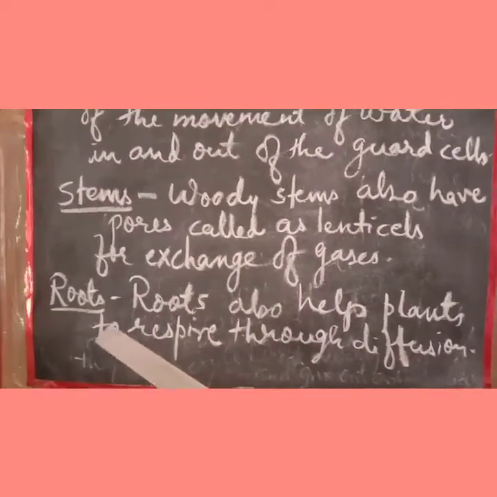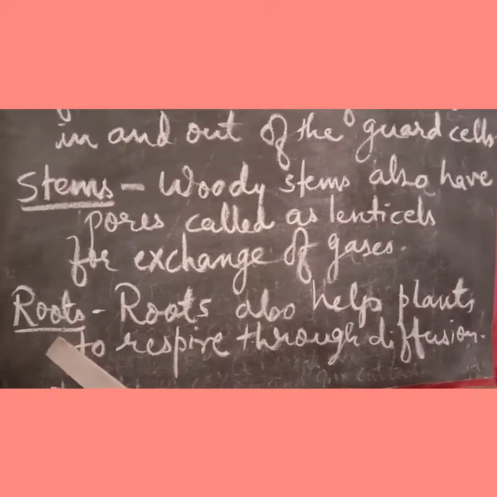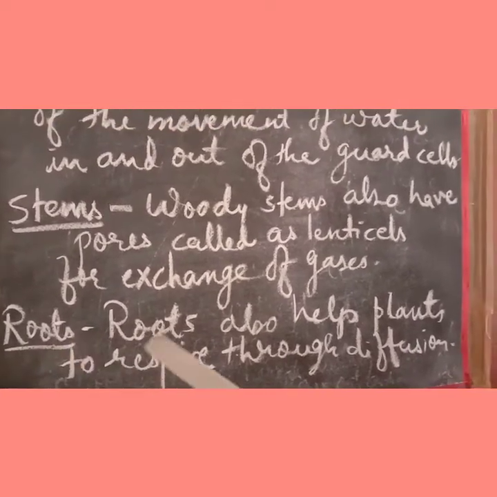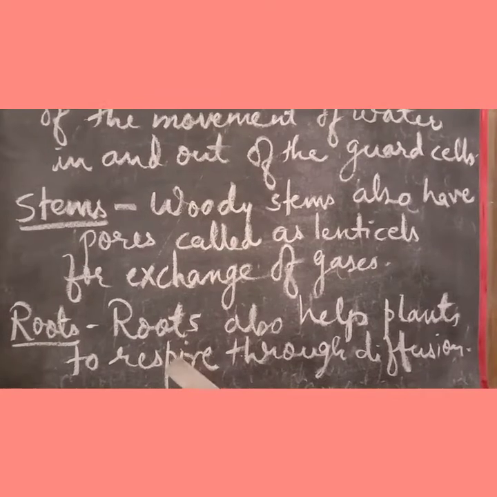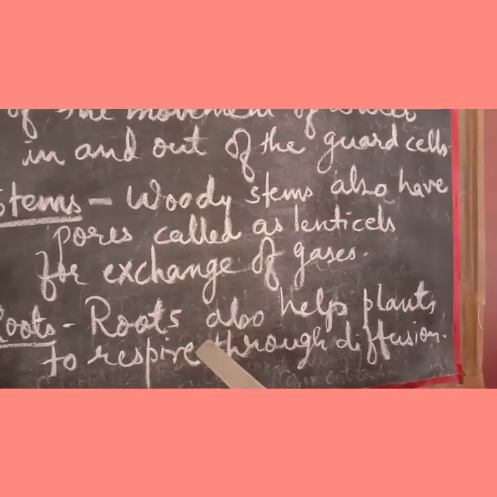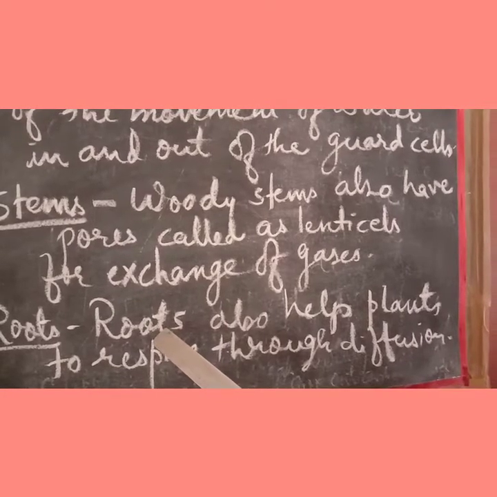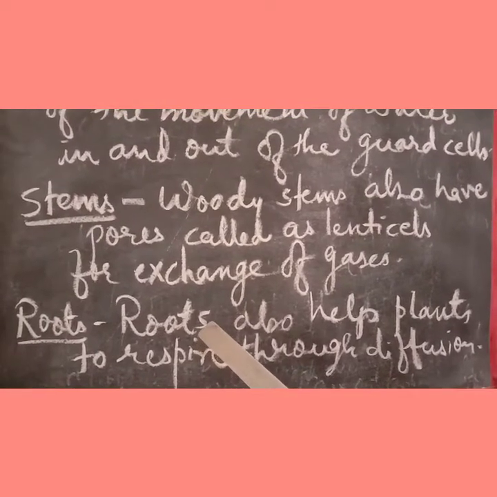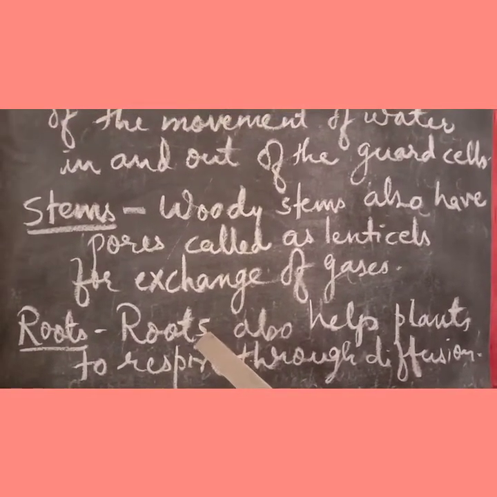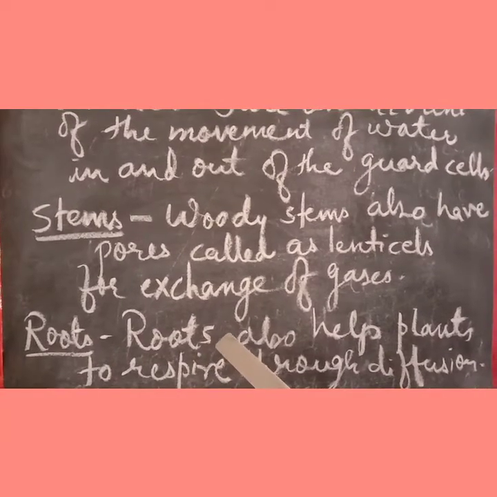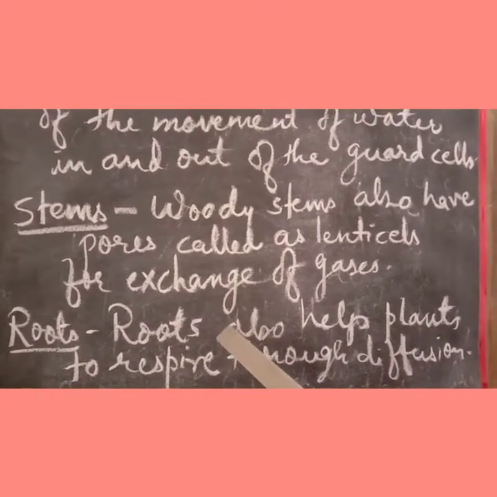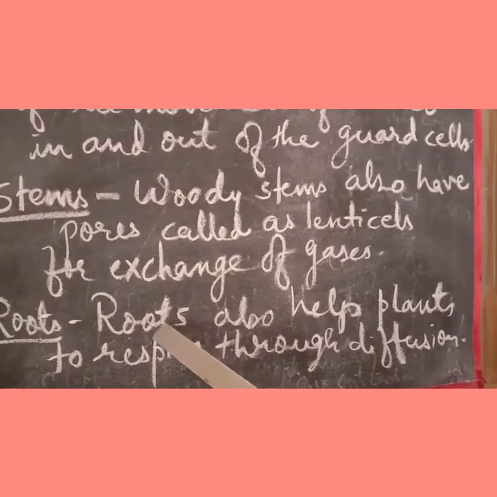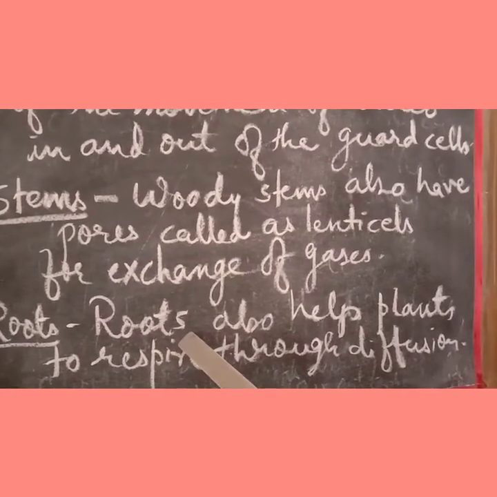The next part which helps plants to respire is roots. We all know that roots remain under the soil, and the air which is trapped in between the soil particles diffuses in the roots with the help of the thin layer of cells present on its outer surface called as epiblema. So air diffuses in and diffuses out through that thin layer of cells present on the outer surface of the roots.